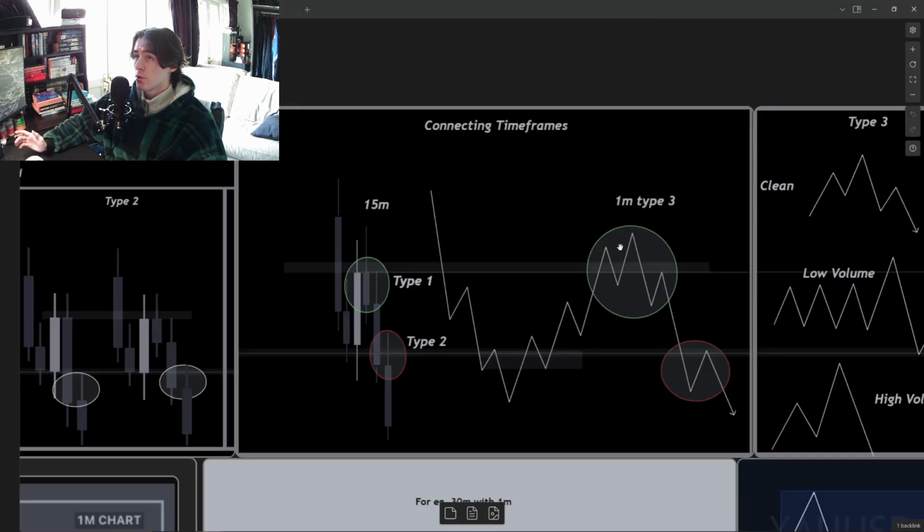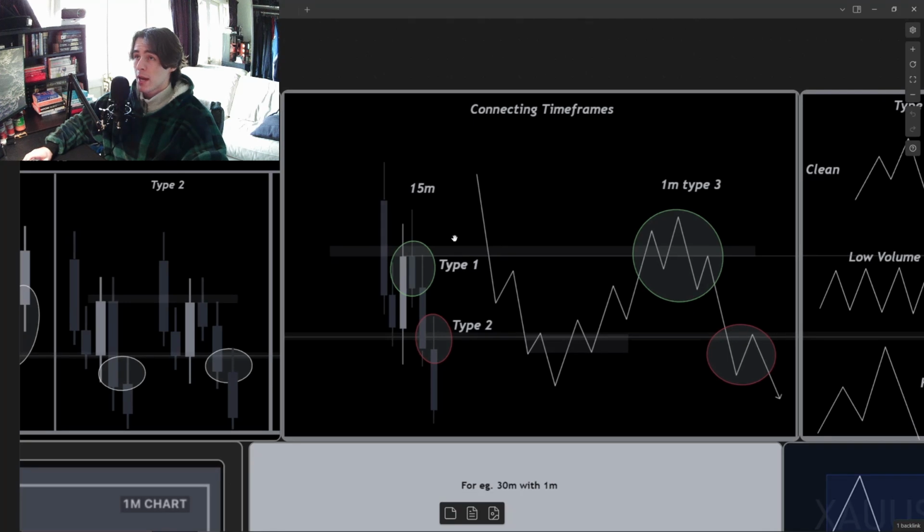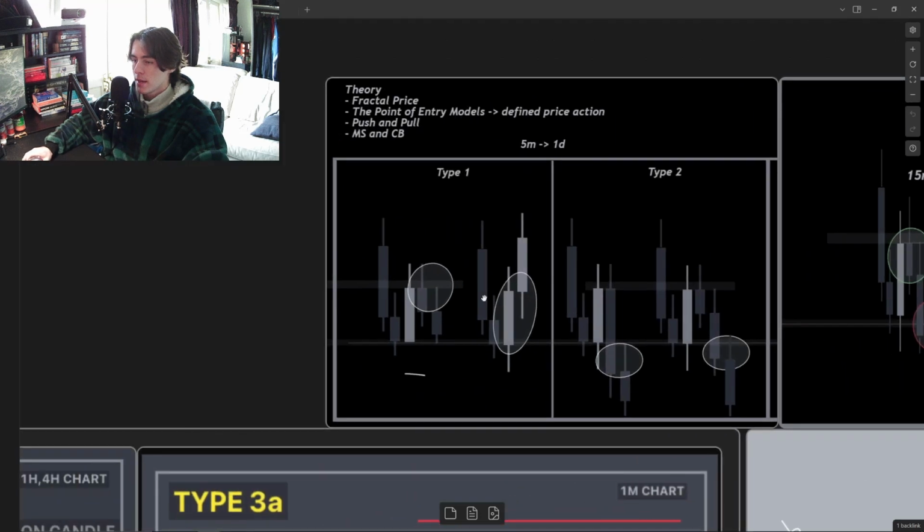But how this relates to type 1s, type 2s, type 3s. A type 1 is just a simple candle close. You're going from a bullish candle close to a bearish candle close. So it's a change in direction on that candle close. An example here is that you have a bullish candle close and then you have a bearish candle close. That's a type 1. You have a candle close in your direction.